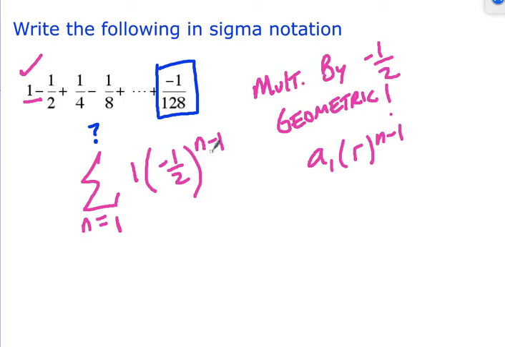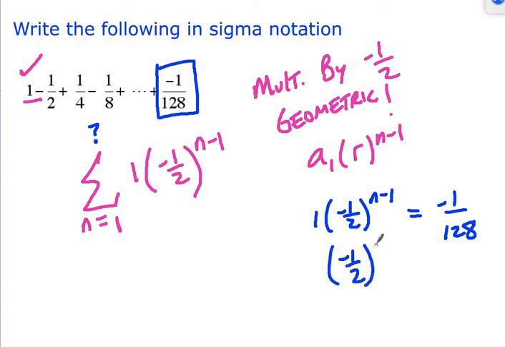Or what I could do is basically take my formula and solve for n if I set it equal to that term that I'm trying to figure out. I'm trying to figure out what term gives me negative 1 over 128. Now, 1 times this, I could just write it as negative 1/2 to the n minus 1. I don't really need that 1 out in front here.